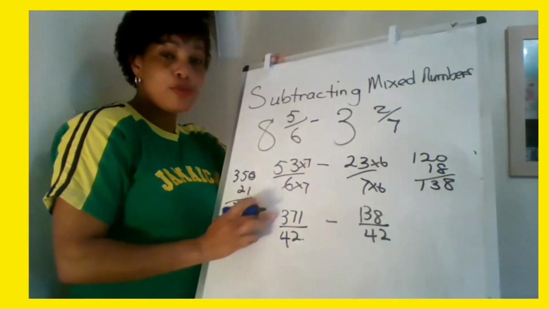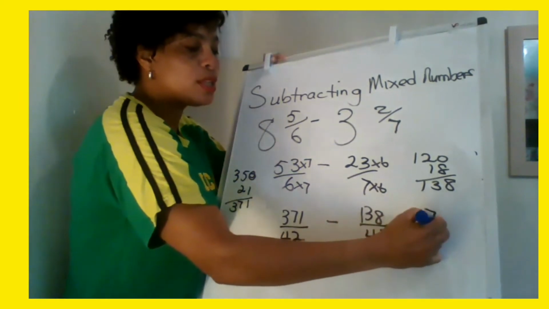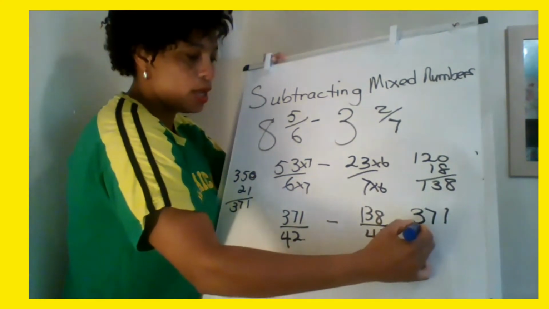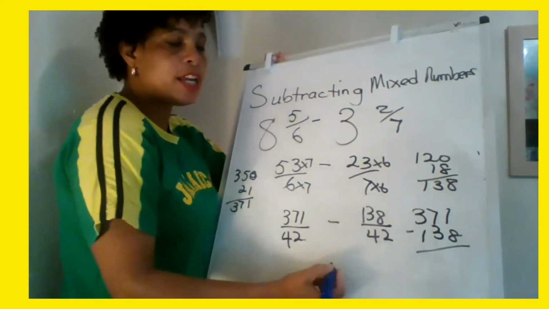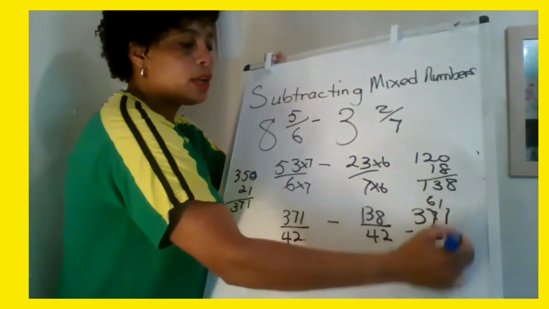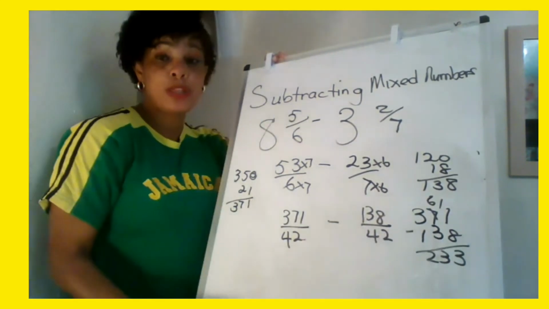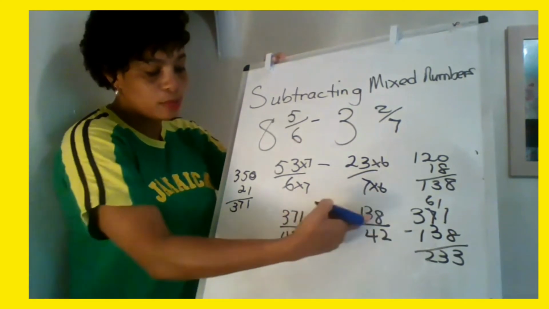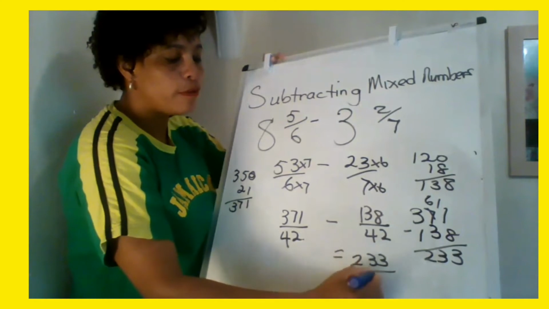Now I'm going to say 371 take away 138. So 371 take away 138. And here we have 8 from 11 leaves 3, 3 from 6 leaves 3, we have 233. So when I subtract that, that is going to give us 233 out of 42.